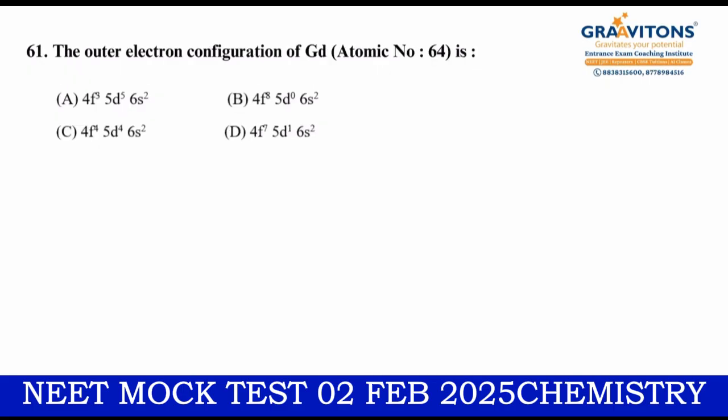Question number 61, the outer electronic configuration of gadolinium. We know that gadolinium, which has a half-filled state in our f-block elements, has 5d0 6s2, and hence here 5d1 has to come to retain f7. So the correct option here would be D. It is such a direct question.